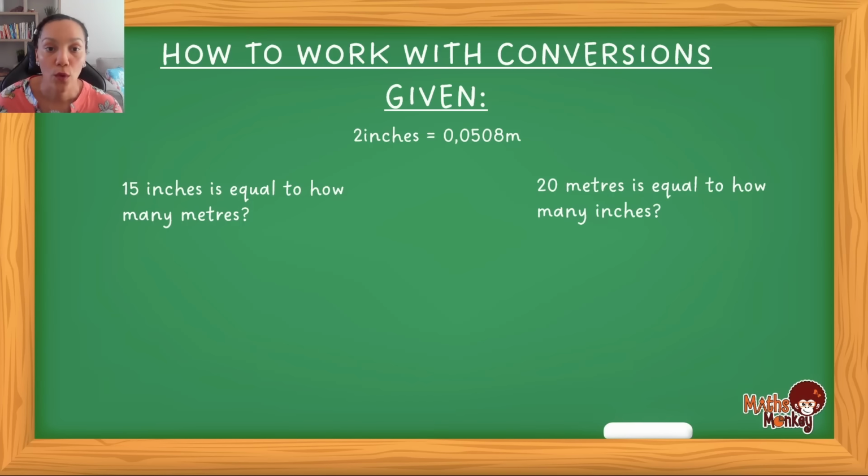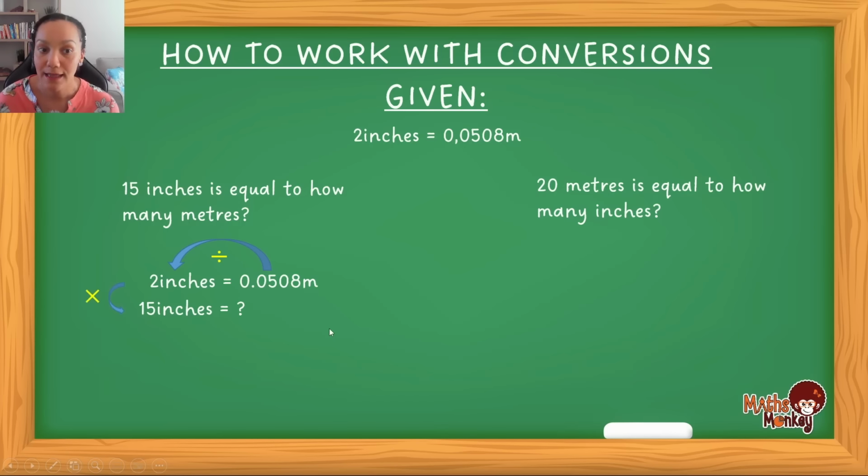So you will start off again. You write the conversion that is given. Then we are given 15 inches in this question. So we're going to place the 15 underneath the 2. And the method says anti-clockwise, divide first, then multiply. And that gives me an answer of 0.381 meters. That means that 15 inches is equal to 0.381 meters. So those lengths are exactly the same.